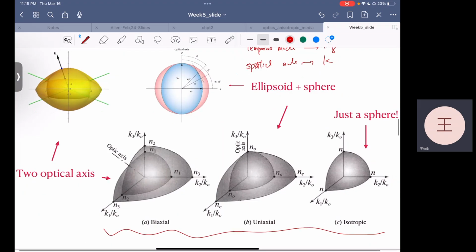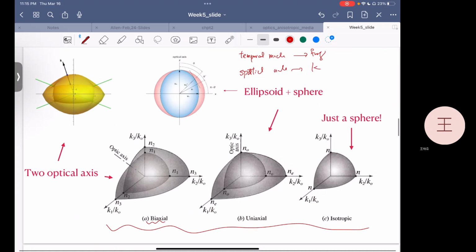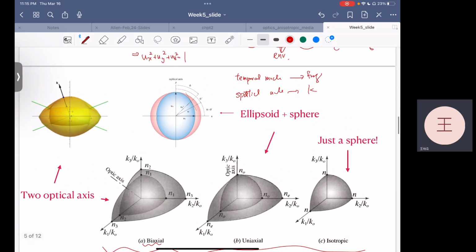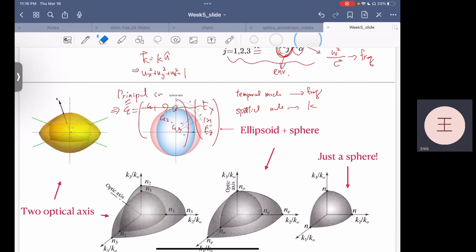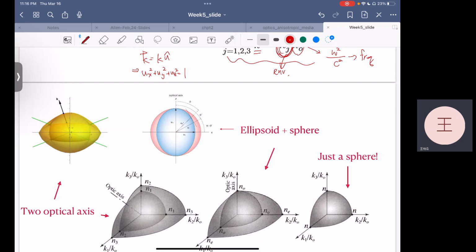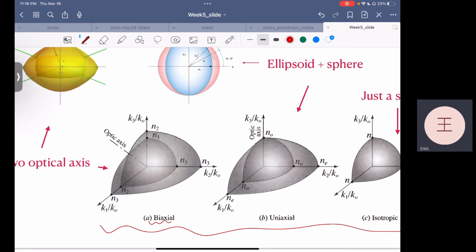So let's take the most general case, that is the biaxial case. And just a quick reminder that all the coordinates we are talking about here are in the principal coordinate system. We suppose the epsilon tensor only has values on the diagonal terms, thus the electric field on any component will only suffer from one index instead of three. Thus, consider a wave propagating in the y direction. What this diagram suggests is that it suffers from two refractive indices.